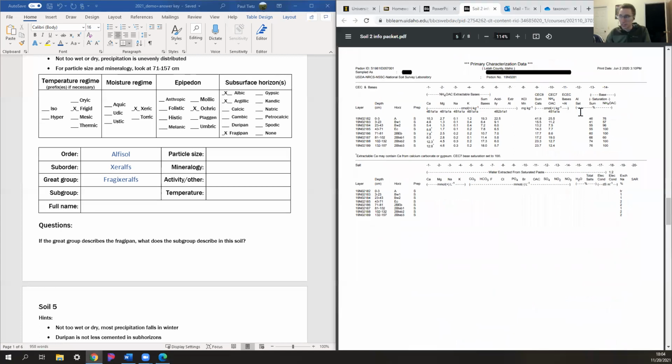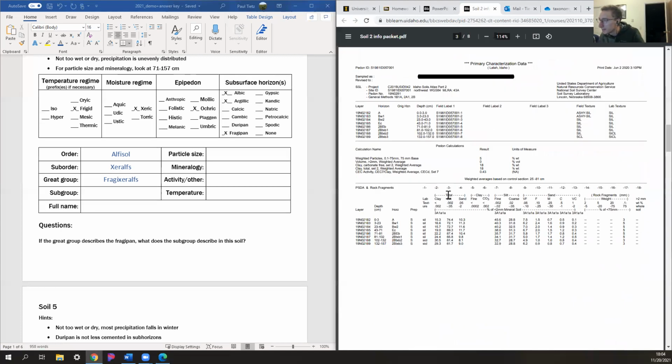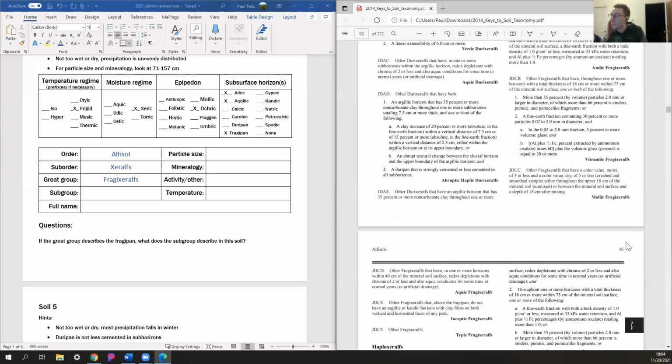So let's look at our texture data here. That'd be on about the first page of lab data. So our sand, silt, and clay here, and then I'm going to follow this all the way over to the right where we have rock fragments, something greater than 2 millimeters. Yep, rock fragment units in millimeters, anything greater than 2. I see this column right here. It's really low. It's 3% or it's 5%, which is really low. It's not going to be 35% or more. That's not us.